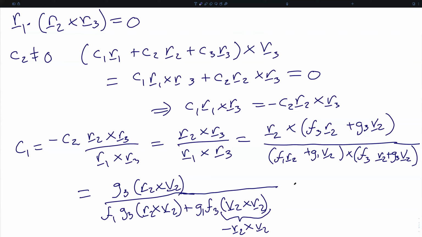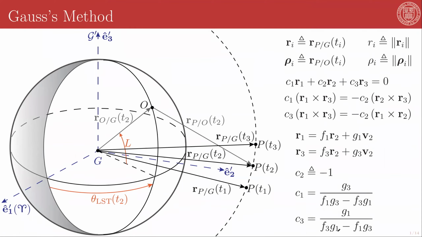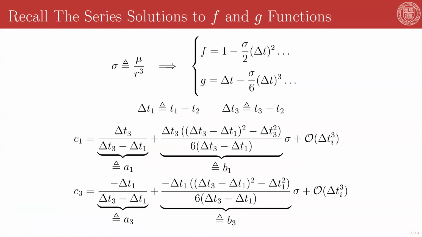And so this entire expression instantly simplifies down to this. In the exact same fashion, I can do this for C3 and get a very similar looking expression. So these coefficients, C1 and C3, can be written strictly in terms of the f and g function values for the propagation of R2 into R1 and R3. Recall now that we've provided ourselves with a method of deterministically evaluating the f and g values as series solutions. If we define sigma as the gravitational parameter divided by r cubed, then the f and g values can be calculated in series as follows.